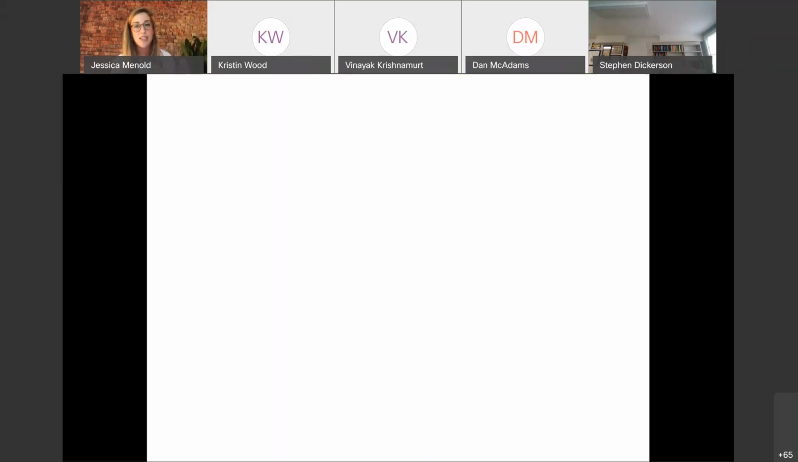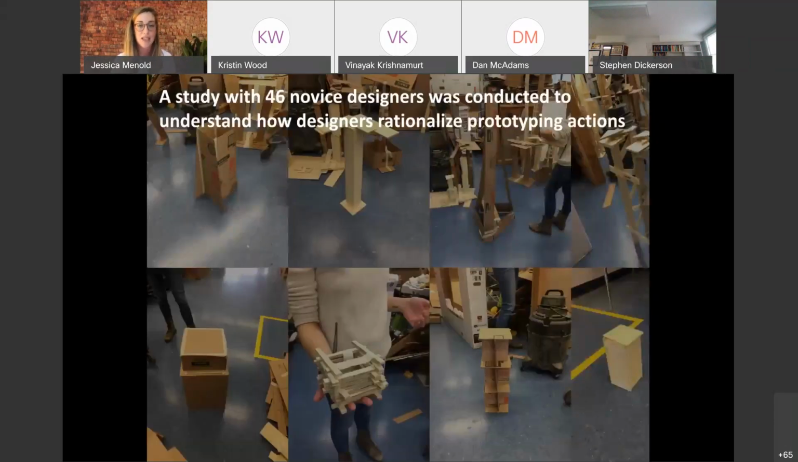And I'm going to talk about one study in particular that was really interesting that we conducted with novice designers. In this study, we worked with about 46 novice designers, and we asked these designers to build a tower. The design problem itself represented a multi-objective challenge and really forced designers to make trade-offs and to make design decisions throughout their prototyping tasks. Our goal was to understand what factors may be driving design decisions during prototyping tasks and evaluate if designers were able to correctly perceive the level of influence of these factors.